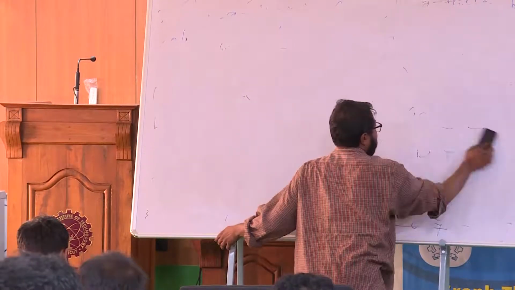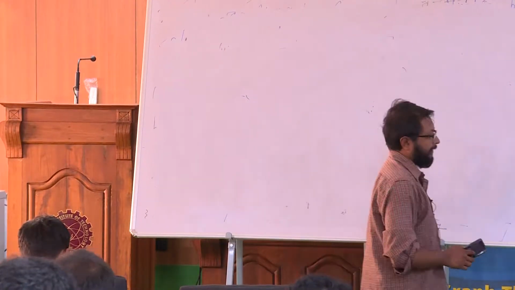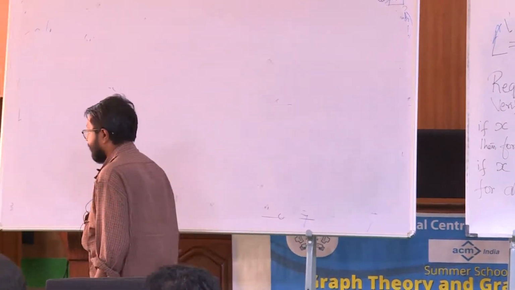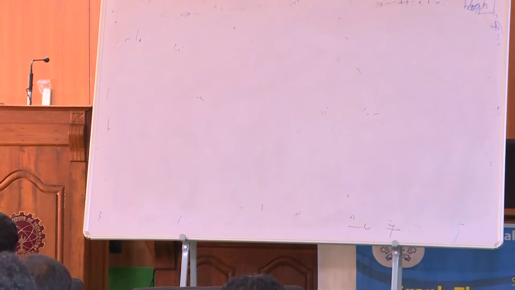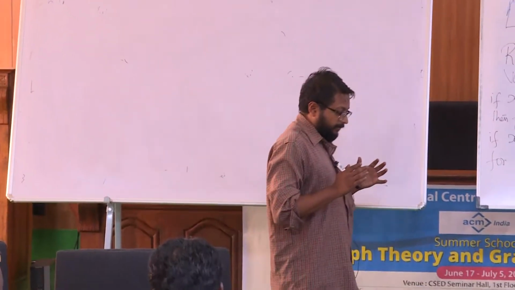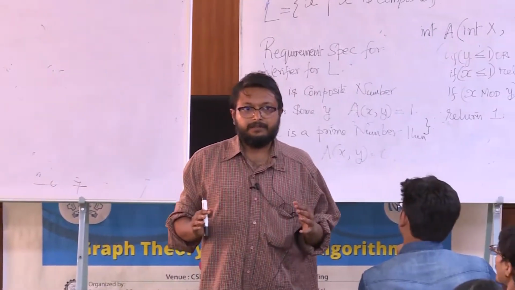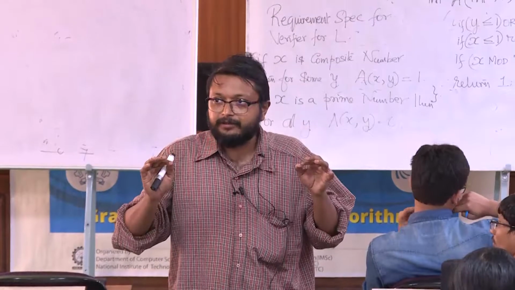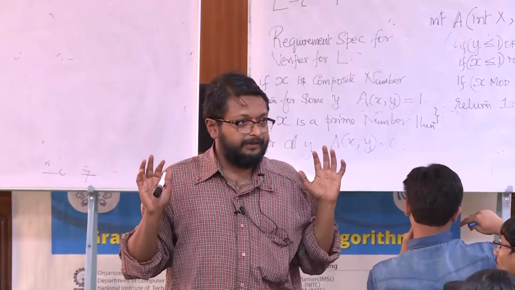So there are some technicalities involved, but let's start first, once the basic idea is understood, I want to define: when does a language have a polynomial time verifier?